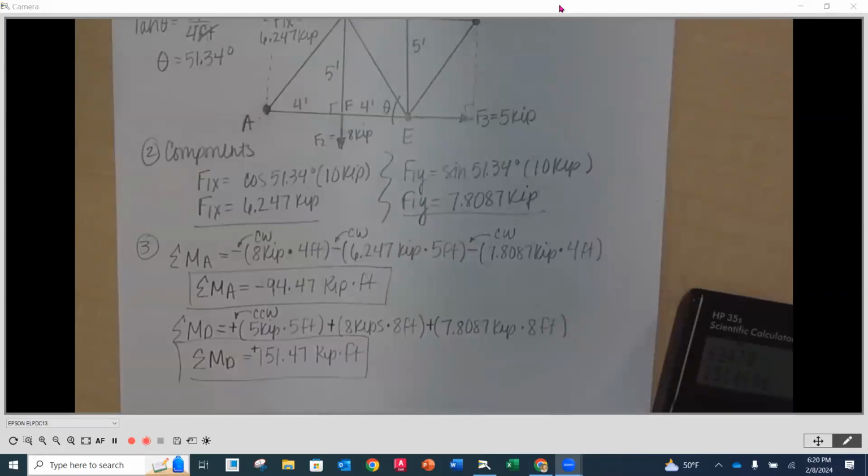If you look in the book, you'll notice that 151.5, I got 151.4696, so 151.47 kip feet. Positive direction. Okay, any questions at all?